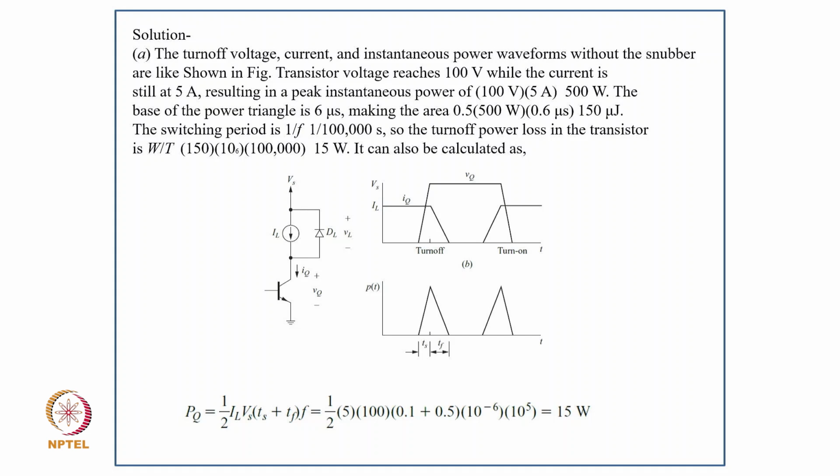So switching period is 1 by F, that is 1 upon 100 kilohertz. So turn off power loss is W upon T, it comes like 15 watt. So it can be calculated as shown here. PQ equal to 1/2 IL into Vs into (TS plus TF) into F, and putting the value it comes 15 watt.